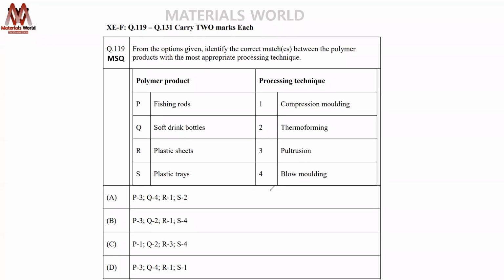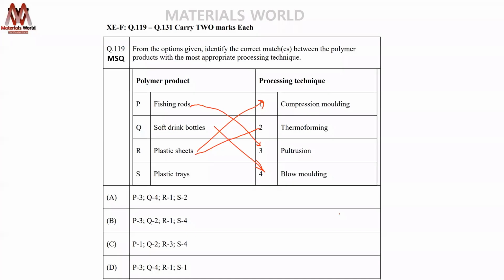So let's get to the question. This one is an MSQ. A fishing rod can be made by pultrusion because it's a rod. Pultrusion is actually one process for fiber manufacturing. A bottle you can produce using blow molding. Plastic sheets you can make using your compression molding machine.